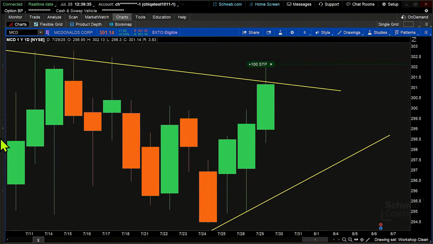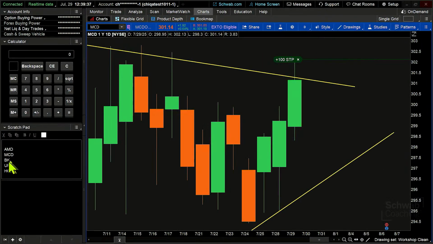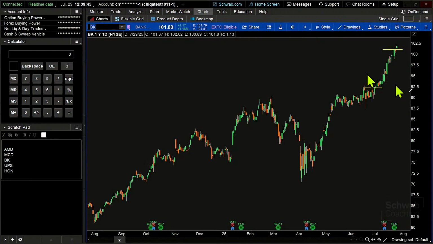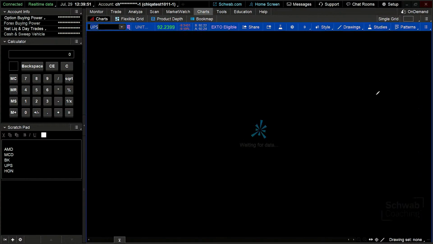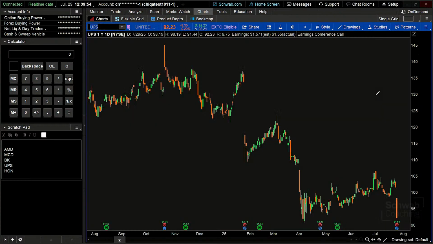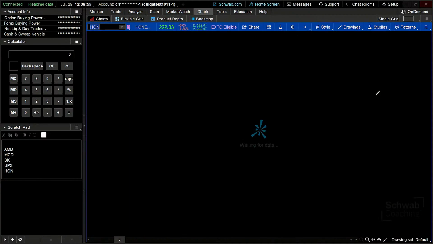Now, let's take a look at one other example here. Let's take a look at something like BK. Whoops, BK. All right. Nope, not the one I wanted, but a breakout of resistance nonetheless. Let's take a look at this one, UPS. I think this is sitting, nope, UPS already broke that. It's Honeywell. I know I had an example here.